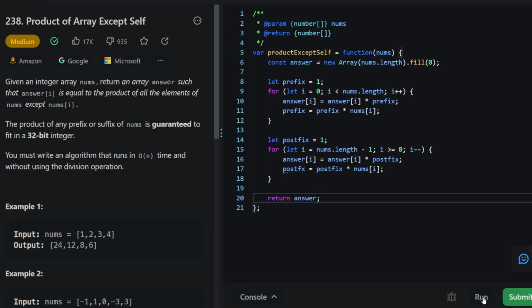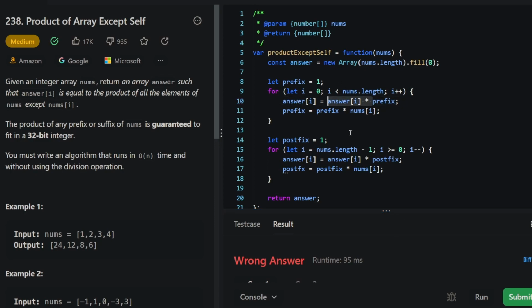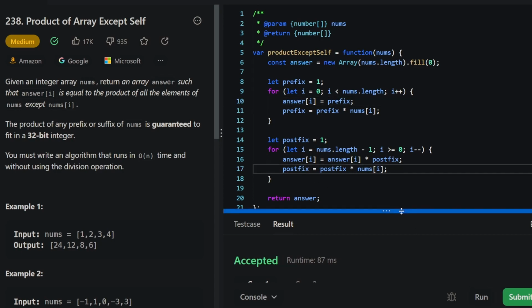So let's go ahead and see if this passes our test cases. And it doesn't because, oh, here's the tricky part. This is not what we want. We want our answer sub i to equal just prefix. Let's try this one more time. And that also doesn't work. What do we got going on here? Okay, let's debug this together. Answer sub i equals answer sub i times postfix. Awesome. Oh, we have a little typo here. Let's run this. It passes our test cases.